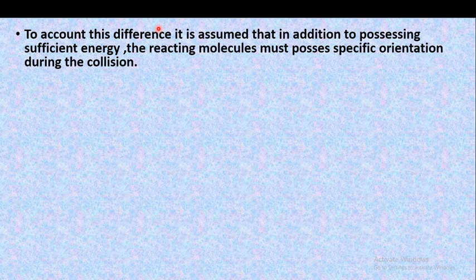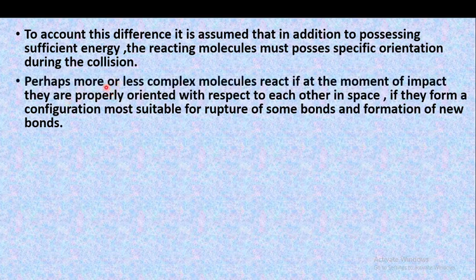So to account for the difference between the observed K value and the calculated K value, we have assumed that in addition to possessing sufficient energy, that is activation energy, the reacting molecules must possess a specific orientation during the collision. Perhaps more or less complex molecules react only if at the moment of impact they are properly oriented with respect to each other in space. If the molecules are properly oriented in space, then they can react.